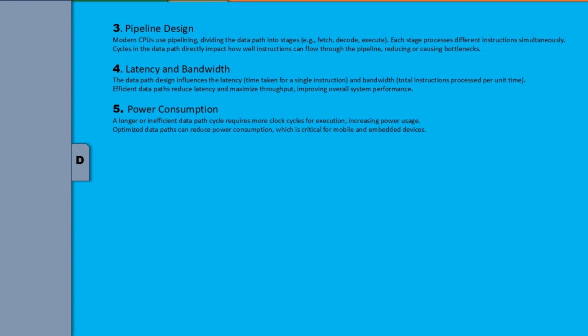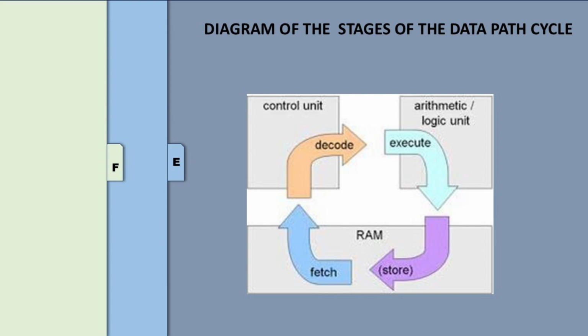5. Power consumption. A longer or inefficient data path cycle requires more clock cycles for execution, increasing power usage. Optimized data paths can reduce power consumption, which is critical for mobile and embedded devices. This diagram indicates the stages of data path cycle. So from the fetch to the decode to the execute and then store.